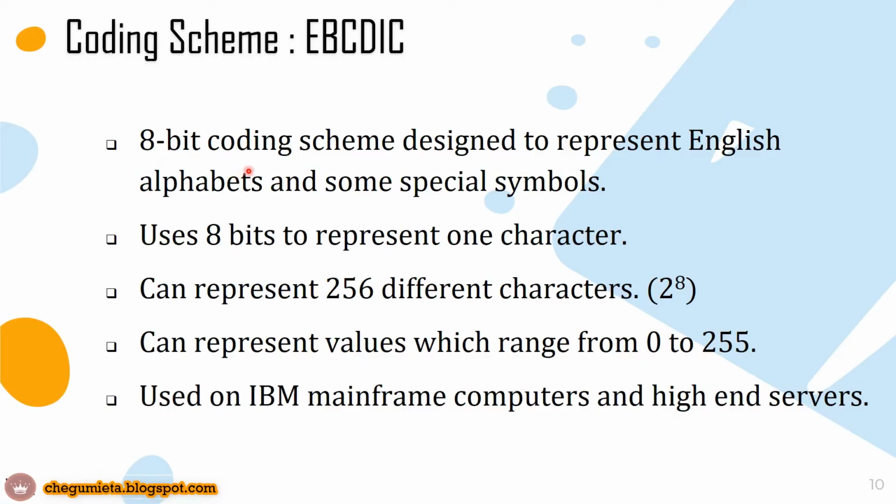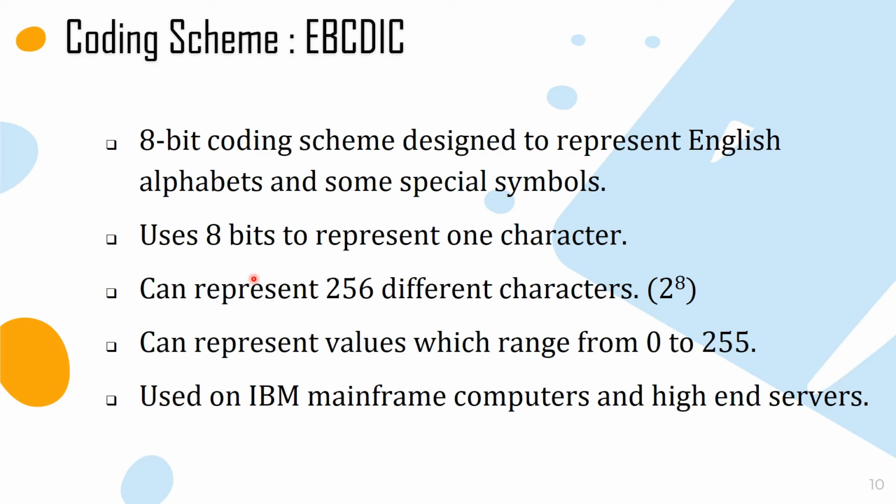EBCDIC is the same with ASCII. It is defined as an 8-bit coding scheme designed to represent English alphabets and some special symbol. The definition is the same, and the characteristic is majority the same with ASCII except one. Let's look at together.